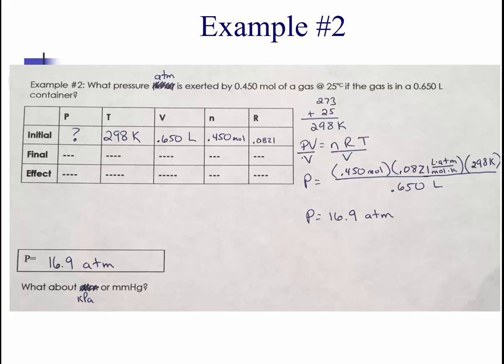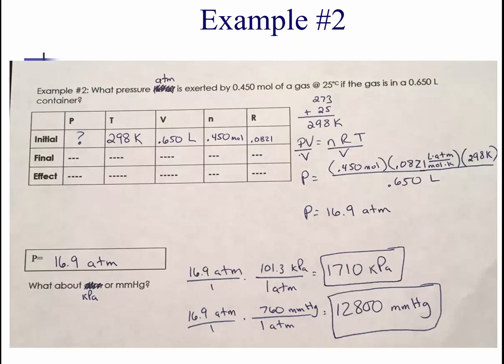Now, what if I wanted to figure out what the pressure is going to be in kPa or millimeters of mercury? Do you have to go back through and change the R value in that problem? You could. But I did it a little bit simpler way, I think, where I just did a quick conversion: taking the 16.9 ATM, which we just calculated, and multiplying it by 101.3 kPa and getting 1,710 kPa, or taking the 16.9 ATM and multiplying it by 760 millimeters of mercury and getting 12,800 millimeters of mercury.